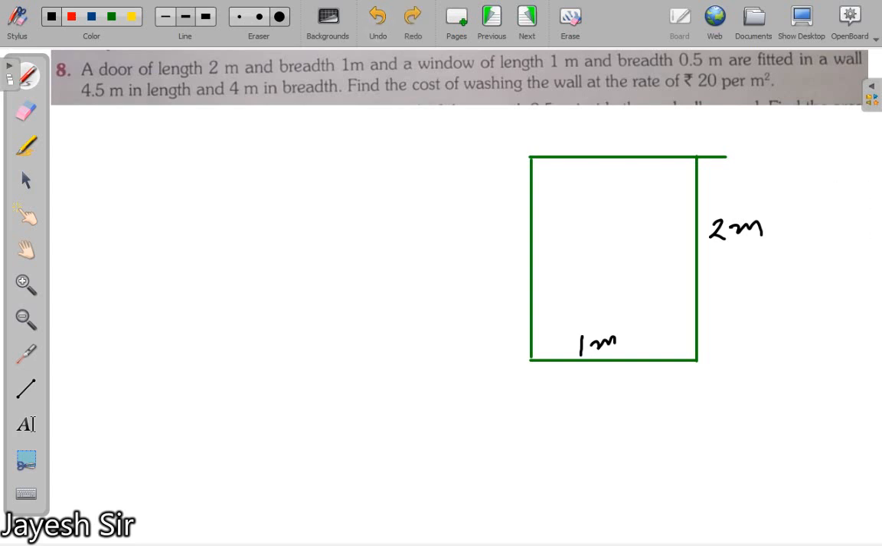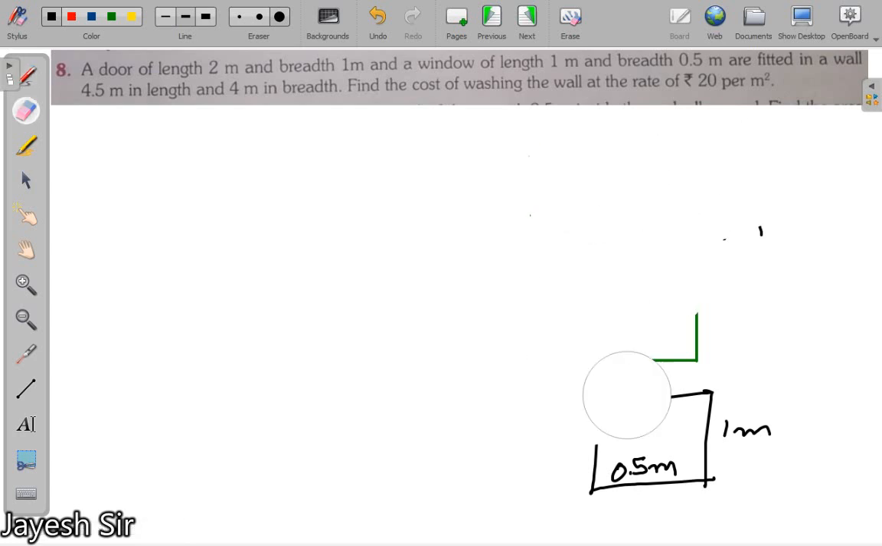Let me draw it separately. This here is the window. For the window, its length is 1 meter and breadth is 0.5 meters. They are fitted in a wall. Now we are given the shape of a wall. Let me draw the diagram completely so that you can get the idea of what we are going to do.